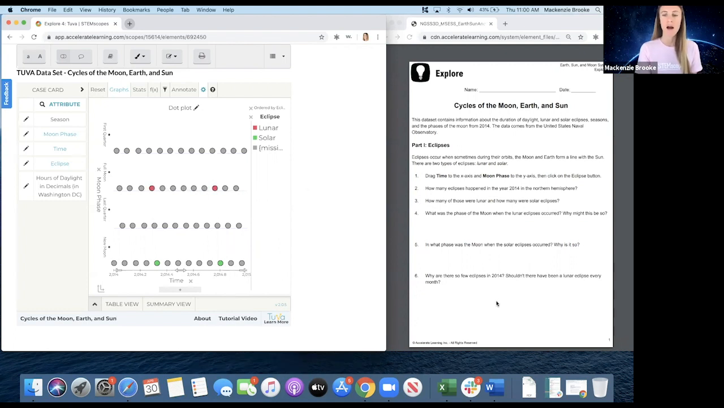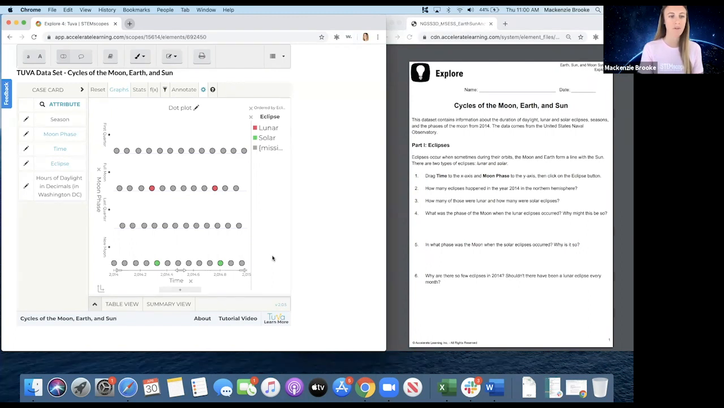Now I want you to think about why there are so few eclipses in 2014. Shouldn't there have been a lunar eclipse every month? Go ahead, pause your screen here and think about why there might have been so few eclipses.